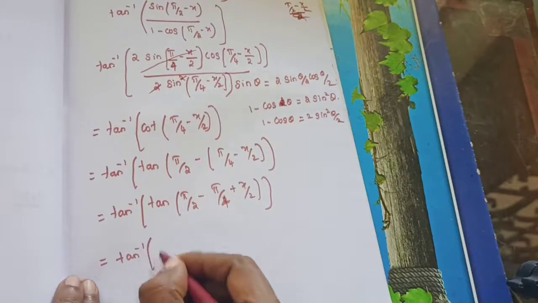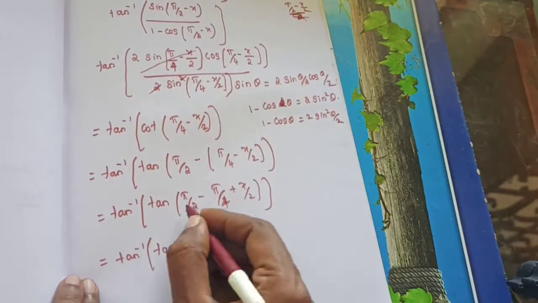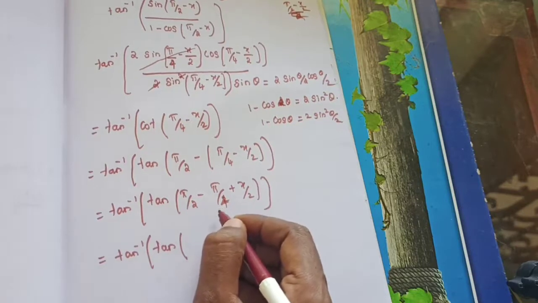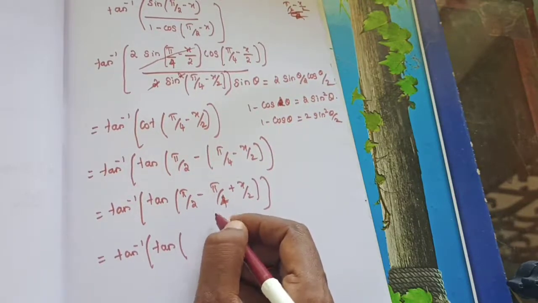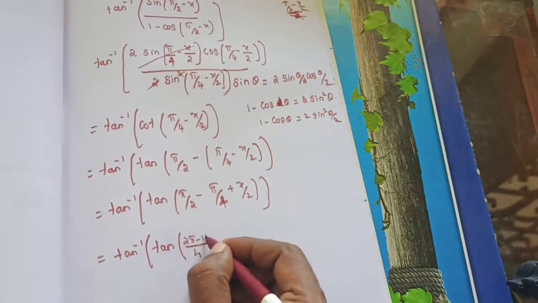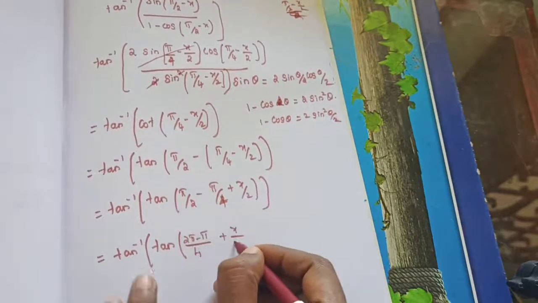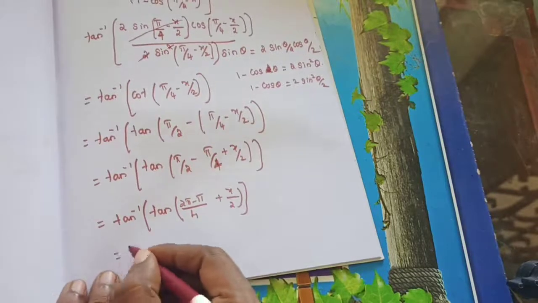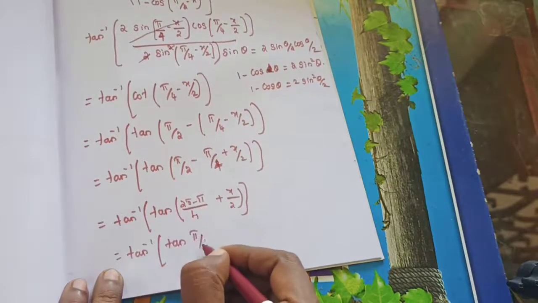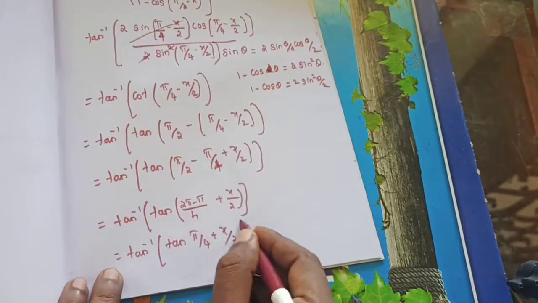tan inverse of tan of. So if we take the LCM to this 2, what will happen? 2 is the LCM, correct? Sorry, 4 is the LCM. So how much will we get? 2 pi minus pi plus x by 2. So tan inverse of tan of pi by 4 plus x by 2, correct?